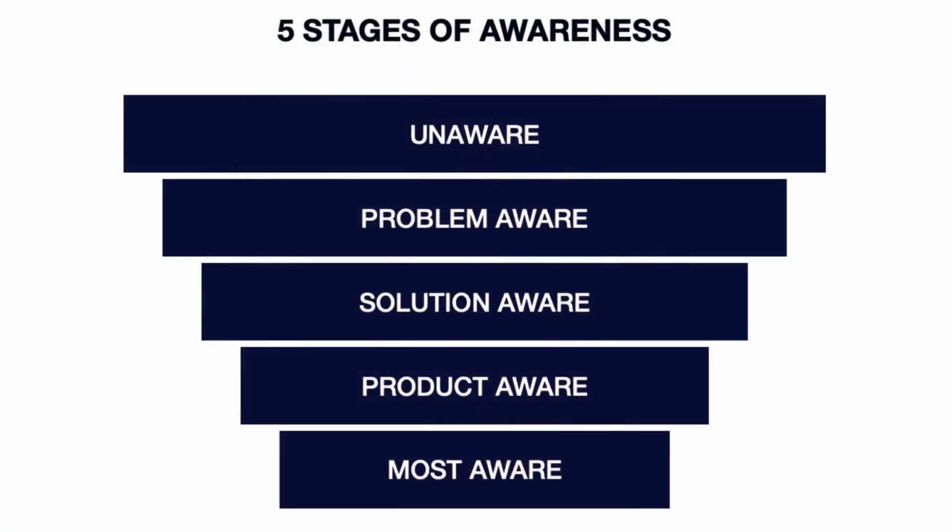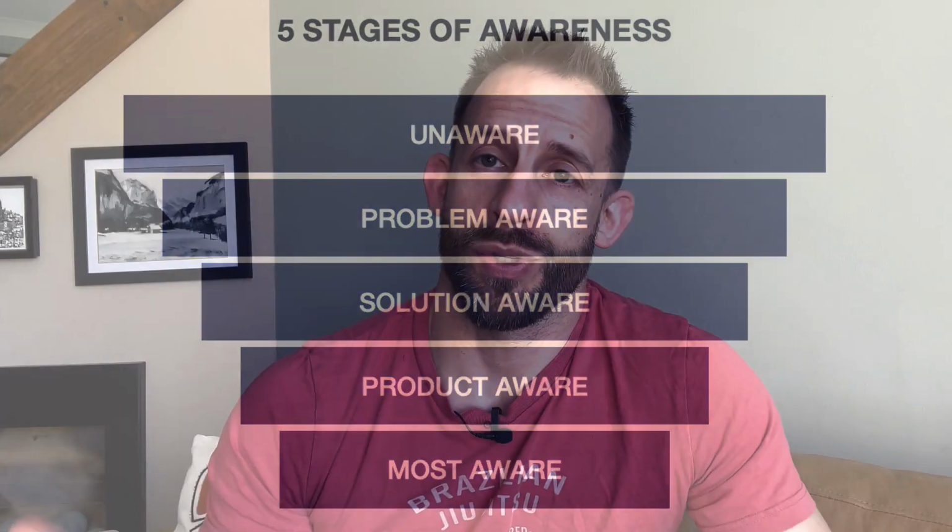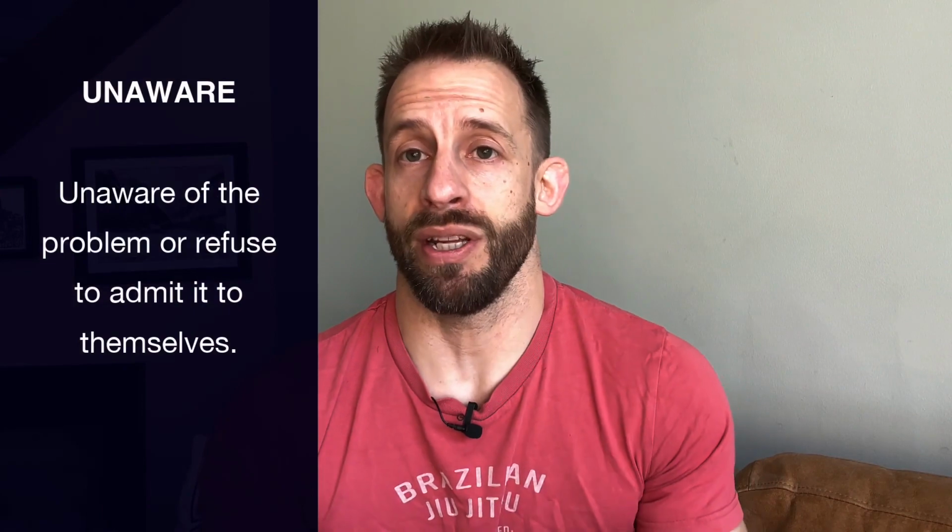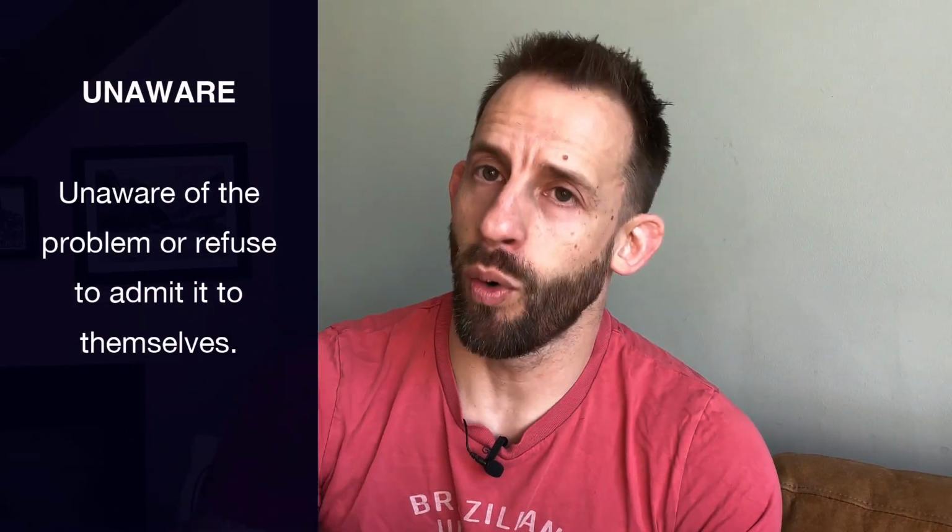Okay, so in terms of the basic stages of awareness, there are 5 stages. Number 1 is unaware. Number 2, problem aware, then solution aware, product aware, and most aware. Okay, these are pretty self-explanatory, but just to go through them in a little bit greater depth. The first one is unaware. Essentially, the prospect doesn't know that they have a problem, or they're unwilling to admit that problem out loud, which is also really important to make sure we understand.